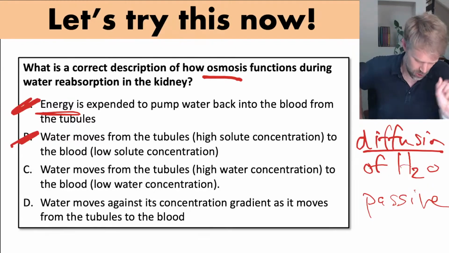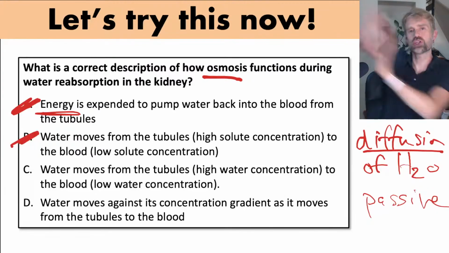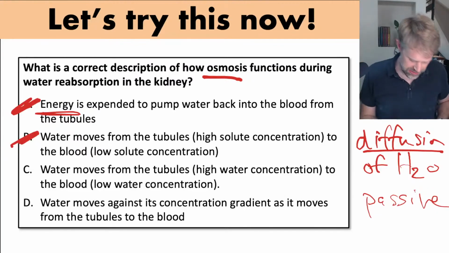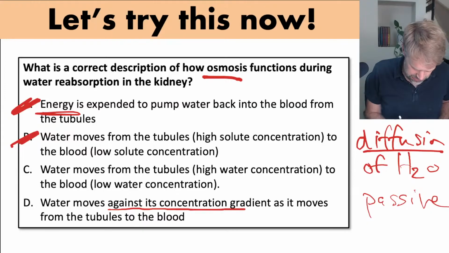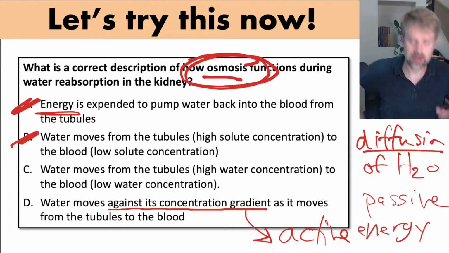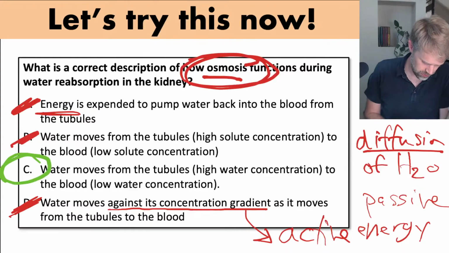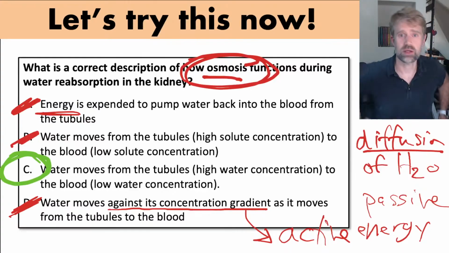Let's take a look at D. Water moves against its concentration gradient as it moves from tubules to the blood. Now, against the concentration gradient means you're pushing it in a way that it doesn't want to go. To get something to move against its concentration gradient, it has to be active. It needs energy. And osmosis is not an active process. Osmosis is a passive process. It is not against the concentration gradient. So get rid of D, and we are going to choose C, and that is our correct answer.